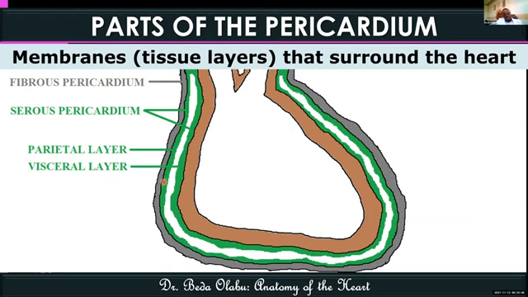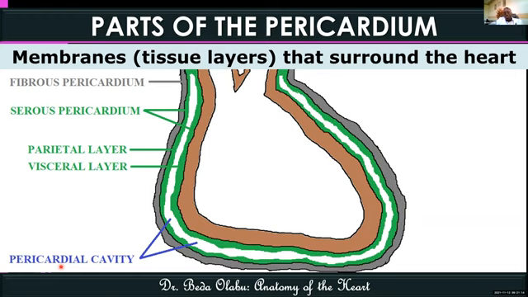The gap between the parietal and the visceral layer is what we call the pericardial cavity, and that is where the pericardial fluid is located. Remember, the pericardial fluid will lubricate the heart so that it prevents friction during the motions of the heart. So those are the layers of the pericardium.